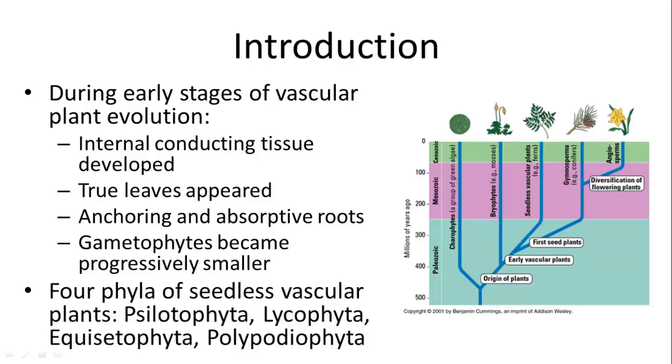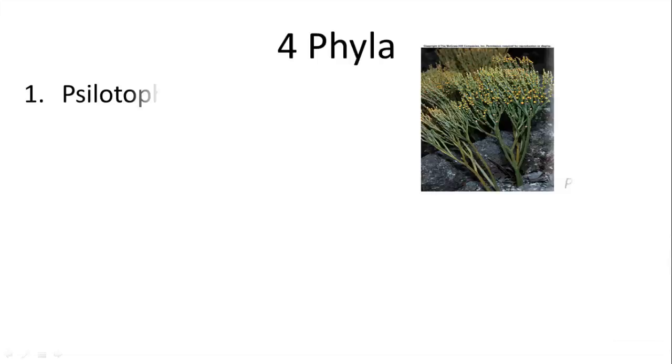So 4 phyla of the seedless vascular plants include Coelophyta, Lycophyta, Equisetophyta, and Polypodiophyta. Okay, and we're going to stick mostly with the Polypodiophyta, which are the true ferns. But we'll go through the other ones just briefly. First, Coelophyta. There's an example of one from the genus Coelotum here.